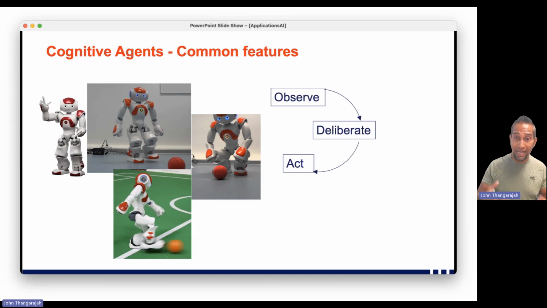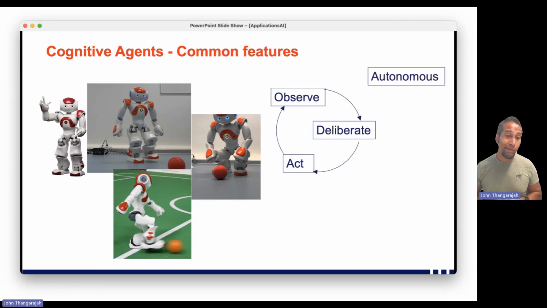So I see the ball, I decide that I'm going to walk up to it, and then I act on it. And then what do I do again? I observe again. Okay, I'm up to the ball now. What can I do? Oh, maybe I should pick it up. So I deliberate, and then I act by picking it up, right? But then I do this autonomously. So without any human intervention, I can make these decisions by myself. So I'm autonomous and proactive.